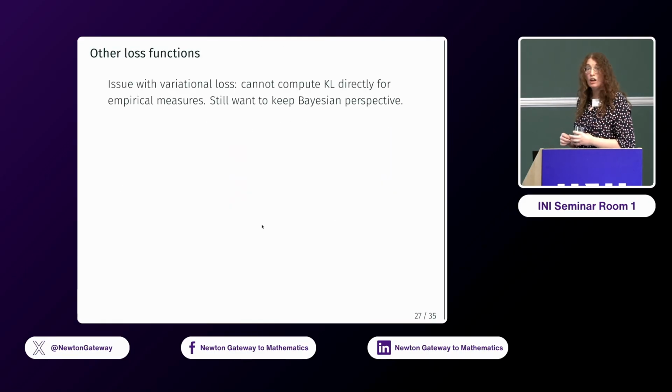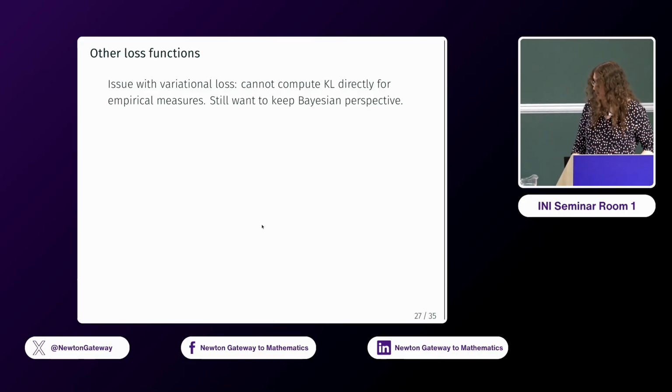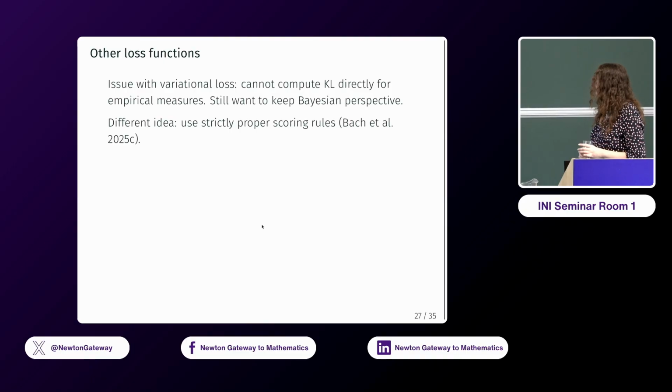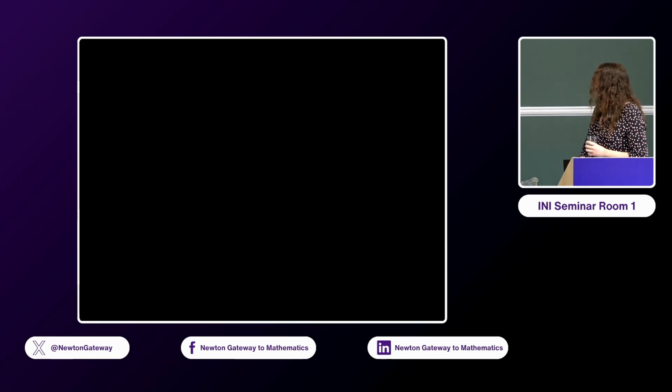I'll just move on so I can show some of the more exciting results. But I'll mention that this variational inference method has issues in high-dimensional settings. So we have a different idea, which is to use strictly proper scoring rules, which is something that we've started to do.